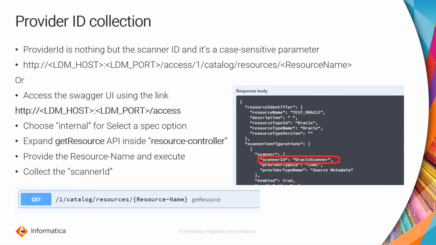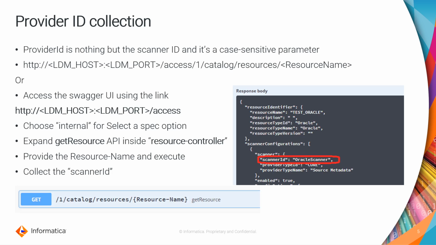Let's get into the provider ID collection, which is nothing but the scanner ID, and it's a very important, case sensitive parameter. We have two ways to collect the provider ID. Either we can use the direct link, which is HTTPS or HTTP, host, port, access, 1, catalog, resource, and giving the resource name. We can use this directly in the web browser, or we can use it in the Swagger UI using the link HTTP or HTTPS, host, port, and access.